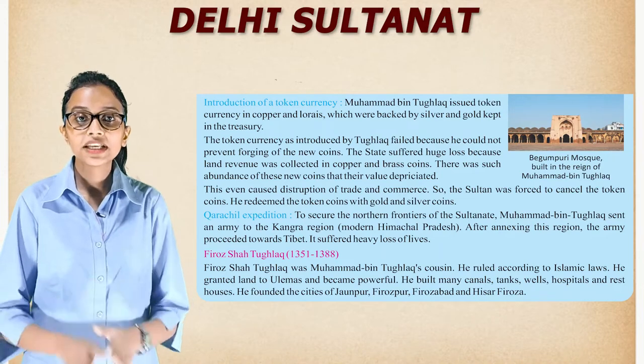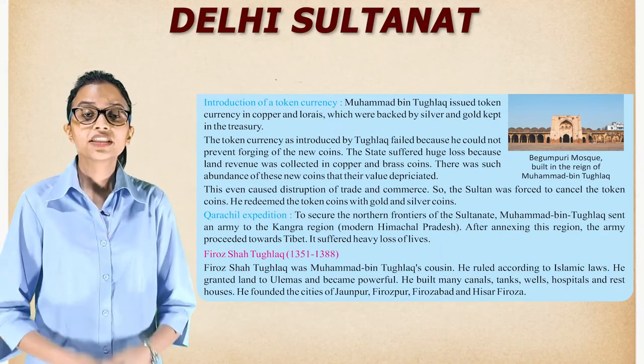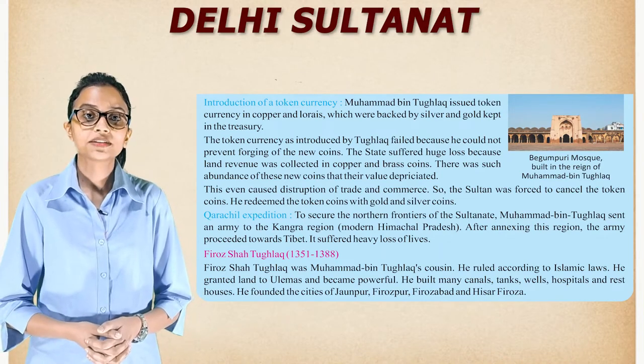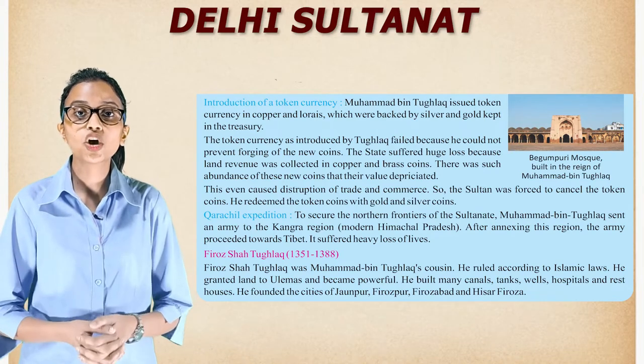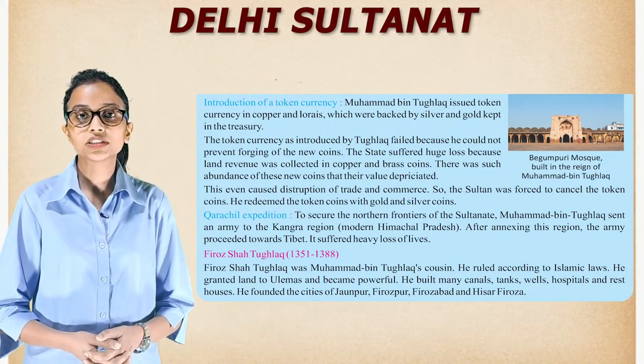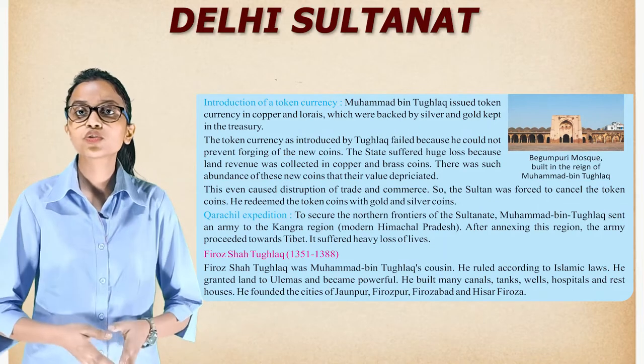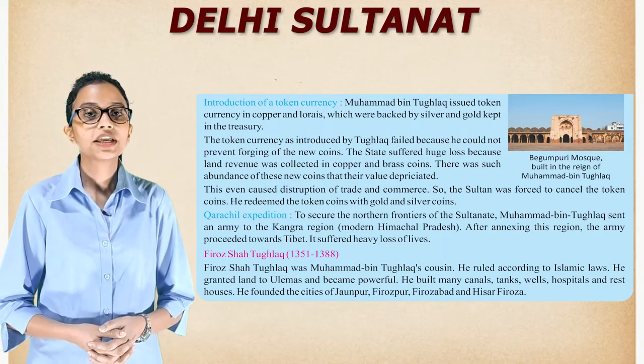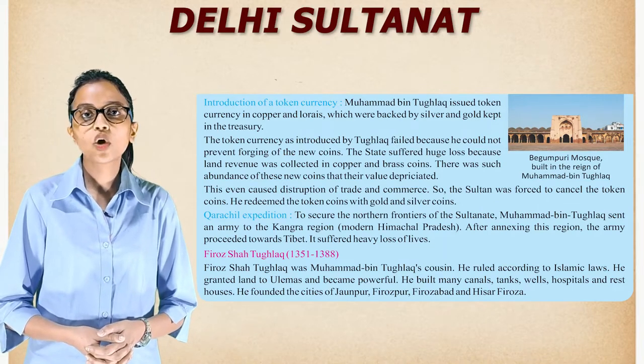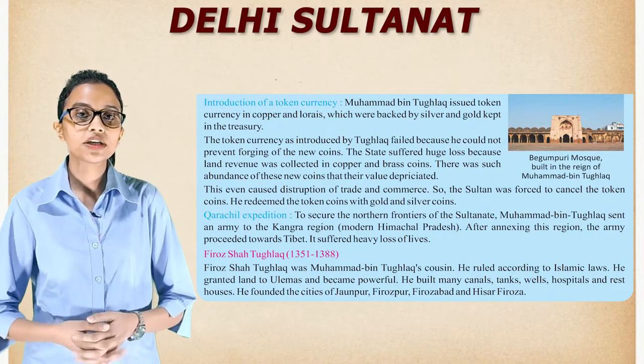There was such abundance of these new coins that their value depreciated. This even caused disruption of trade and commerce. So the Sultan was forced to cancel the token coins. He redeemed the token coins with gold and silver coins.